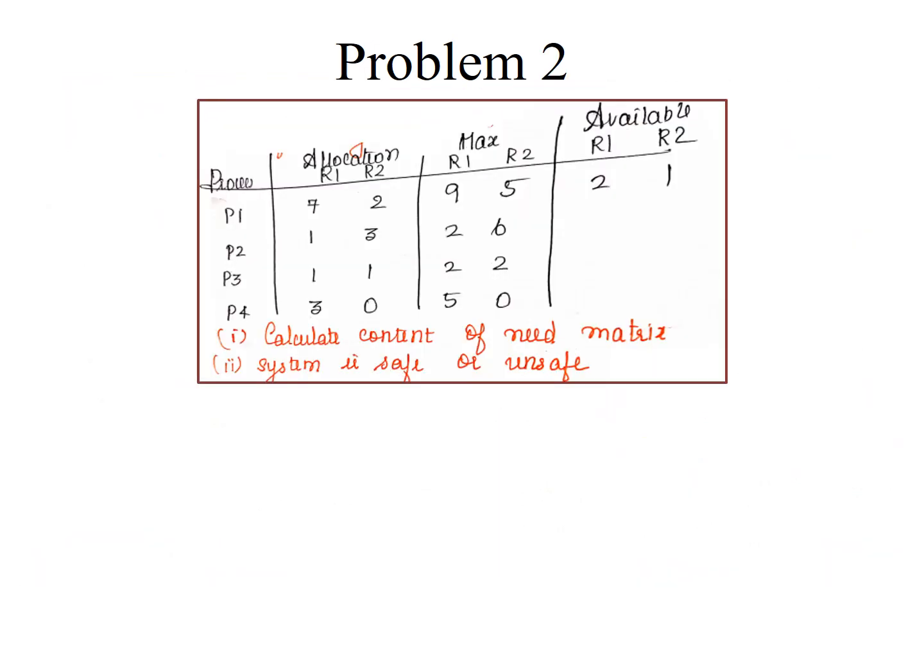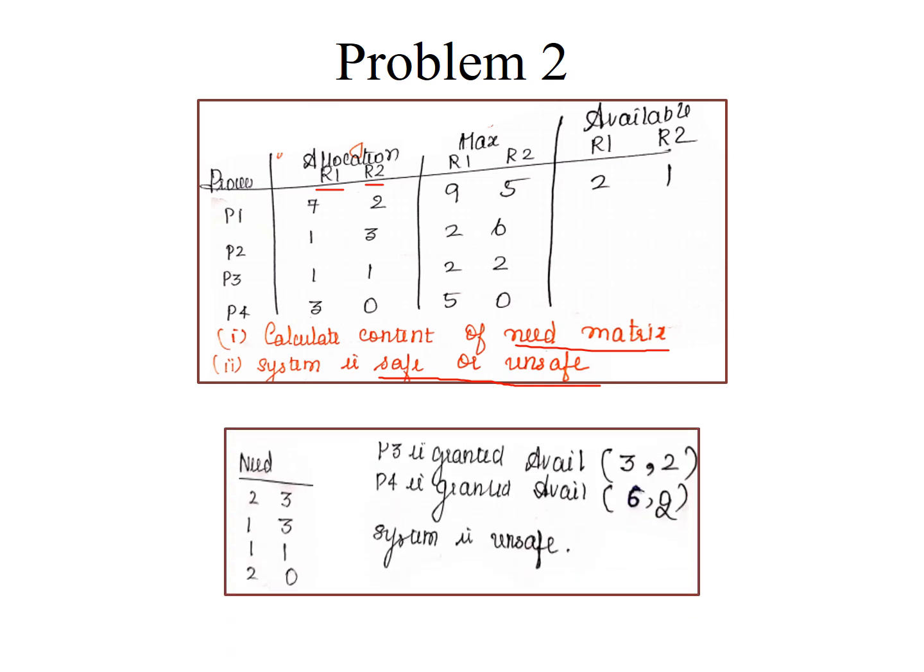Now moving on to the second problem. In the second problem, we have four processes P1, P2, P3, P4 and two resources R1 and R2. Similar to the previous problem, we have allocation, maximum and available. There are two questions here. We need to calculate the need matrix and we have to check whether the system is safe or unsafe.